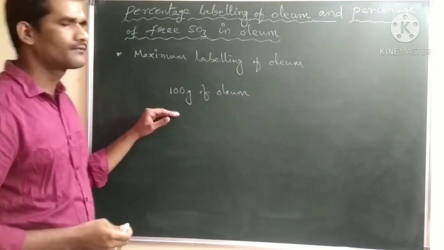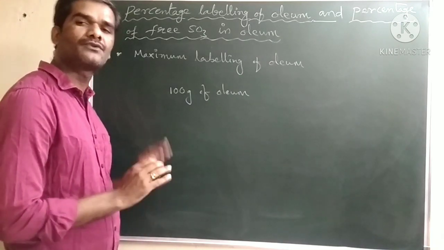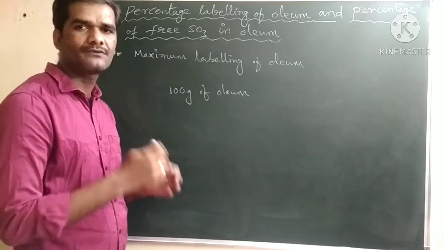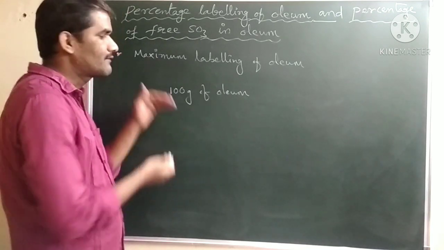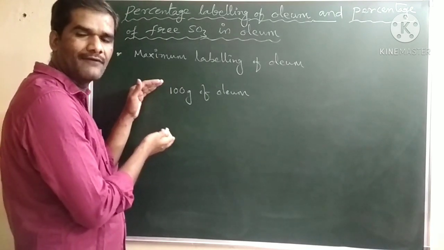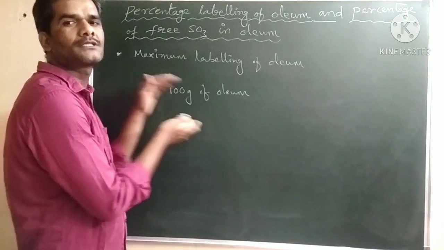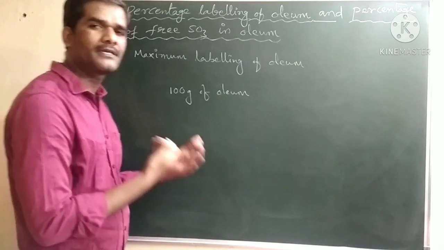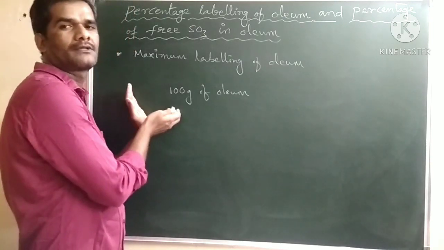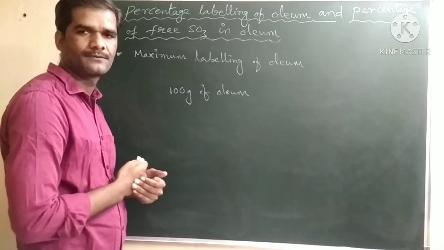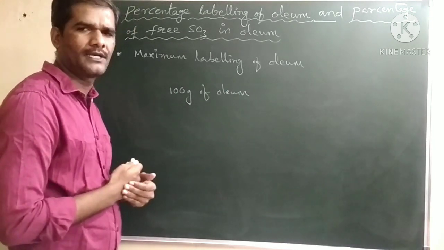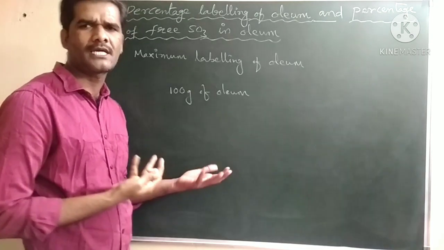In 100 grams of oleum, H2SO4 is there, SO3 is there. For that we are adding some water. How much water can we add? Whatever the amount of SO3 available, that much water we can add. So maximum how much can we add? Maximum whatever SO3 is present in the 100 grams. What is the maximum amount of SO3 that can be present in 100 grams of oleum? The maximum amount is 100 grams only.